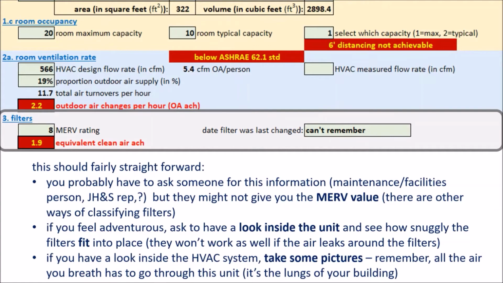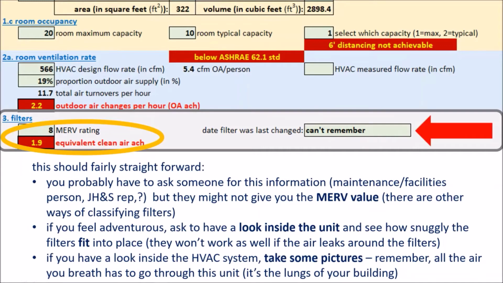And it's good to have a look because you can have the best filters in the world, but if they're not sitting snugly and they're not fitting well, they won't do what they're supposed to do. And if you're in there and got the system open, take some pictures, because a picture is worth 1,000 words. And here, again, the MERV rating cleans out some of the particulate in the air, not much, and it's equivalent to almost 2 clean air changes per hour.